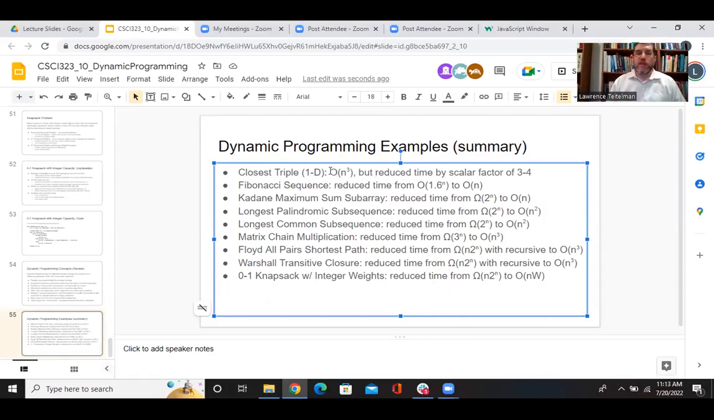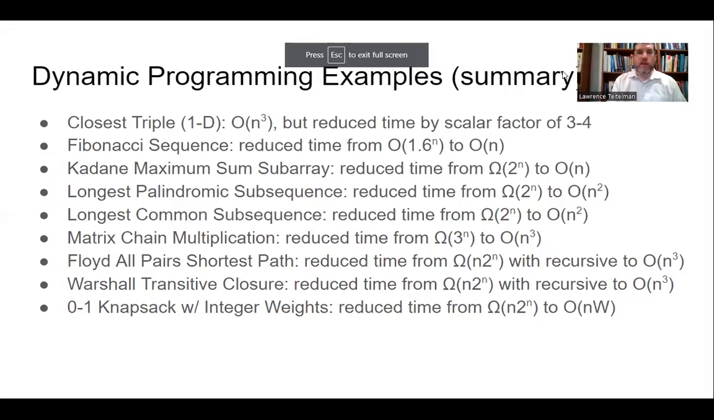Fibonacci sequence, we had major improvement. Longest palindromic subsequence, major improvement, right? So a lot of major improvements going on here. And I think that's it on that.